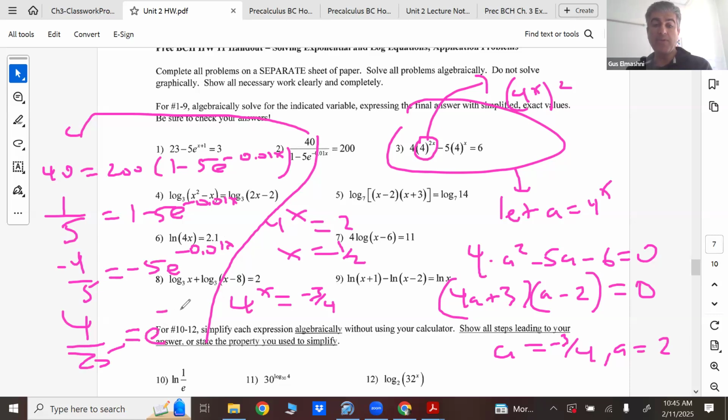Then rewrite as a log equation. So negative 0.01x equals natural log of 4 over 25. And then divide by negative 0.01, you should get x. That's what I do for that one. And actually, that answer wasn't displayed, right? It's 22.2. Okay, go ahead, Emma.